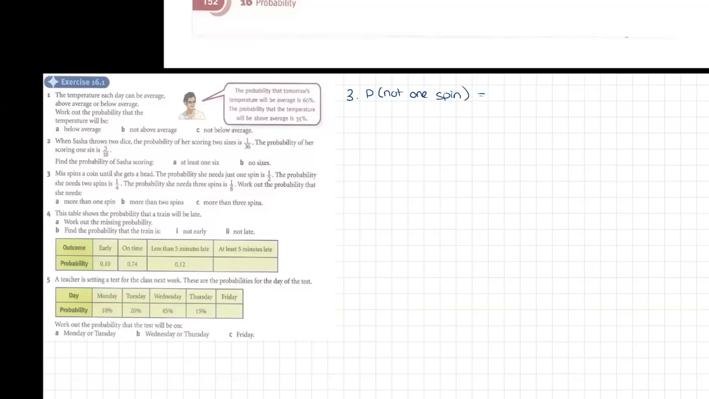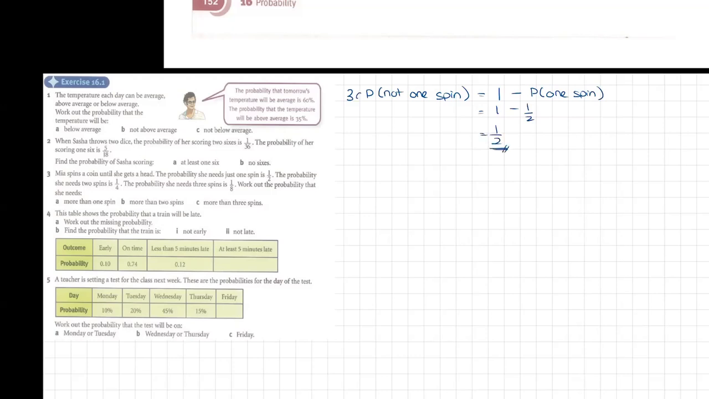Because it can be 4, it can be 5, it can be 6, it can be 7. We don't know what the probability is there, so I cannot take the other outcomes and add them together. What I need to do is use one whole minus the probability of 1 spin. So I get 1 minus 1 over 2. The answer would be half.